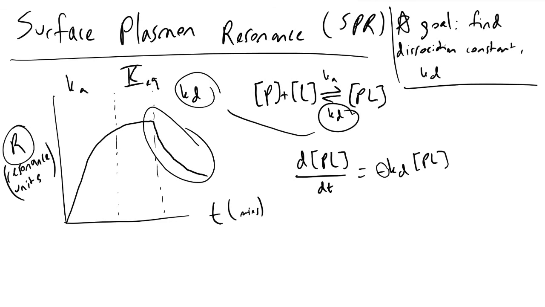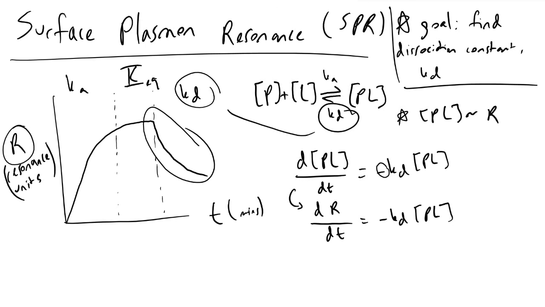And so what we're going to note is that the concentration of bound ligand, PL, is proportional to the resonance units, R, in this y-axis of our plot. And so what we can do is make this substitution and say that dR/dt is equal to minus KD times R. And if we also make the other substitution, we can rearrange this equation to get it into the form dR over R is equal to minus KD dt. I'm sorry for going off the page. And this is using the method referred to as separation of variables in calculus.